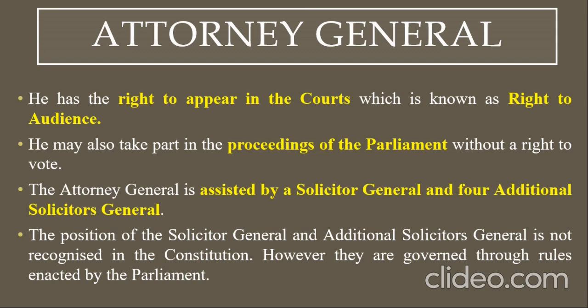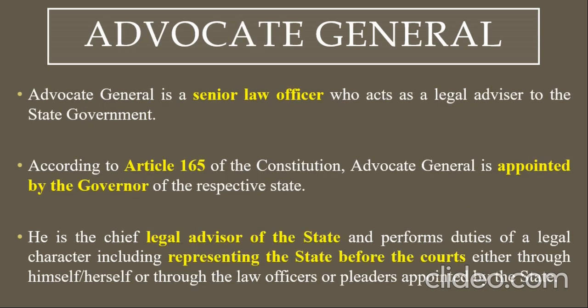Moving on to Advocate General. Advocate General is similar to Attorney General. The only difference between them is that Attorney General works for the central government, whereas the Advocate General works for the state government. He is a senior law officer of the state. According to Article 165 of the Constitution, Advocate General is appointed by the Governor. He is the chief legal advisor of the state, and he performs duties and also represents the state in the courts, and he takes orders from the governor as and when required.